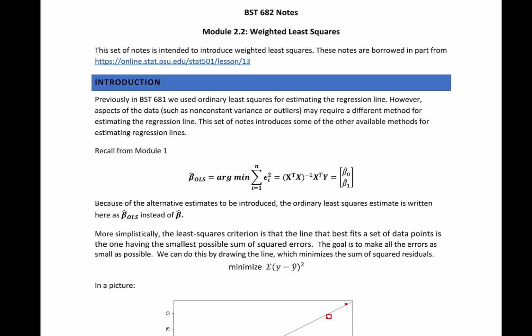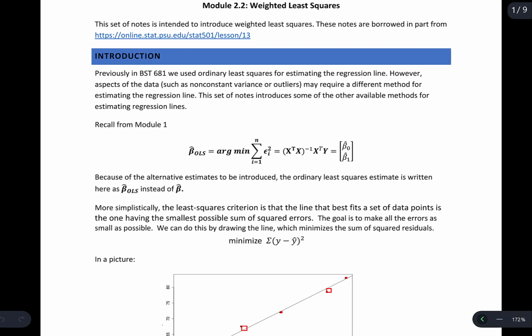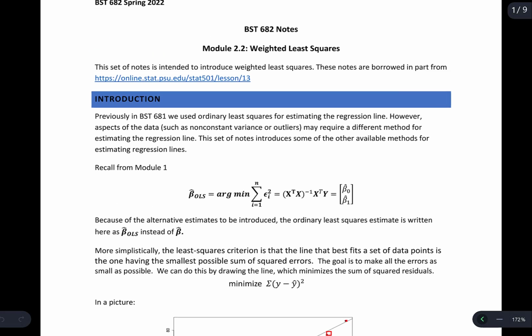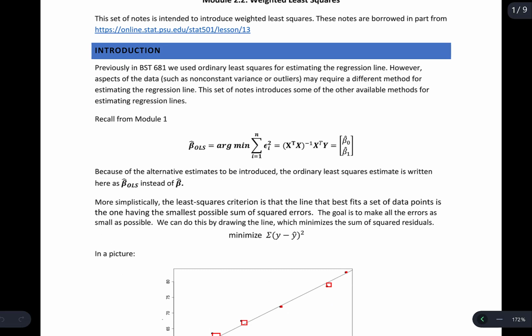Just to recall what we have seen previously, remember from module 1 that you saw the following. It actually had you in the homework show that this piece right here was true, and previously we would just denote this vector as beta hat, but here we're going to denote it as beta hat OLS, since we're going to see a different way to derive those estimates.